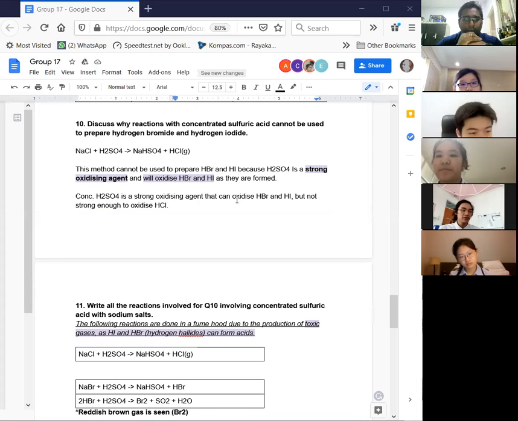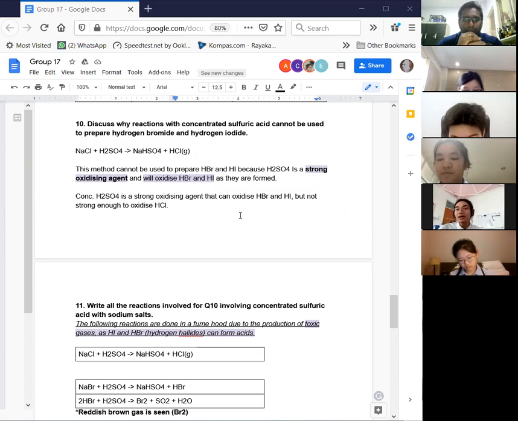Okay, so this is a common reaction between sodium halides and concentrated sulfuric acid to form hydrogen halide. So let's see here. Sodium chloride plus concentrated H2SO4 can react to form sodium bisulfate and hydrogen chloride gas. This reaction cannot be used to prepare HBr and HI.